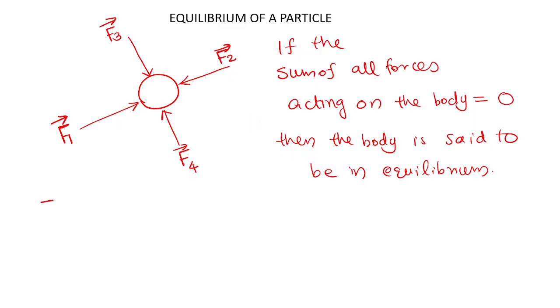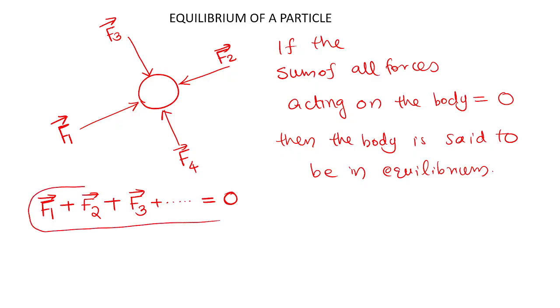If the body is in equilibrium, the sum of all the forces acting on the body will be 0. You know that forces are vector quantities, right? So the sum of all forces equal to 0 is very, very important. This is the condition for equilibrium of a body.